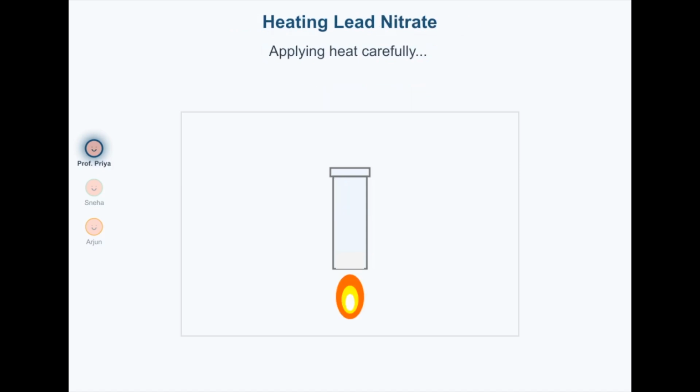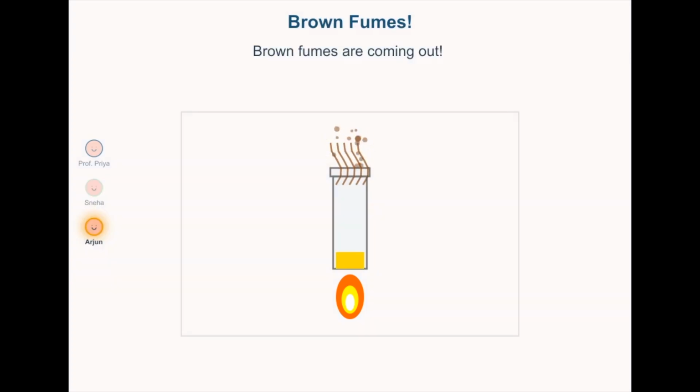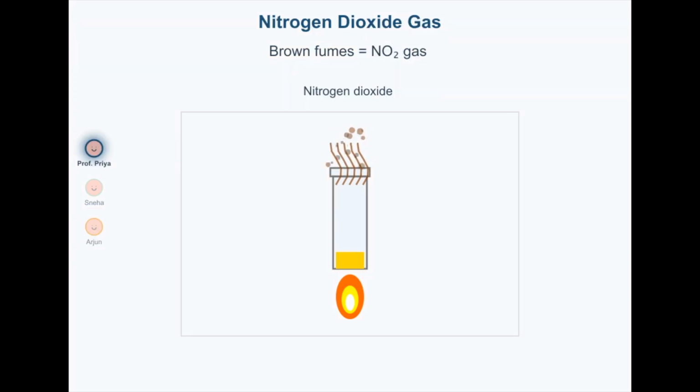Now I am heating the lead nitrate carefully with tongs, pointing the tube away from everyone. Professor, I can hear a crackling sound coming from the test tube. And look, brown fumes are being released from the tube. Excellent observations. Those brown fumes are nitrogen dioxide gas. Very characteristic color.